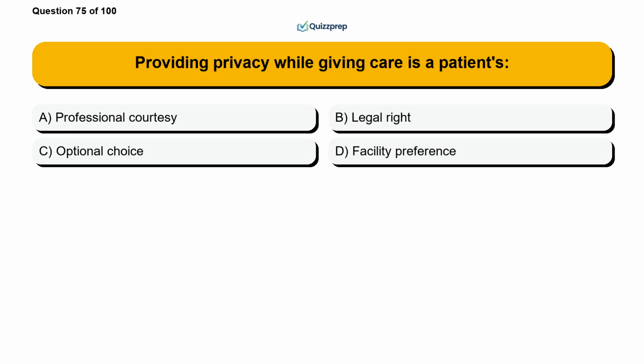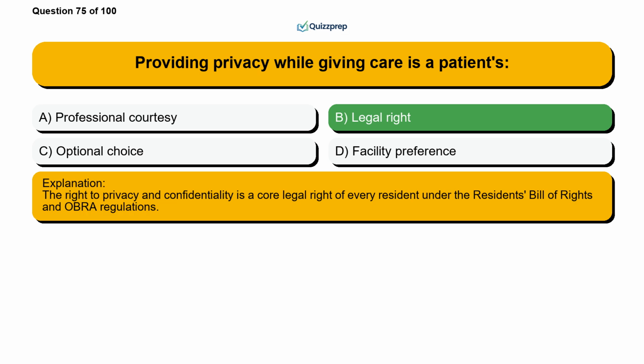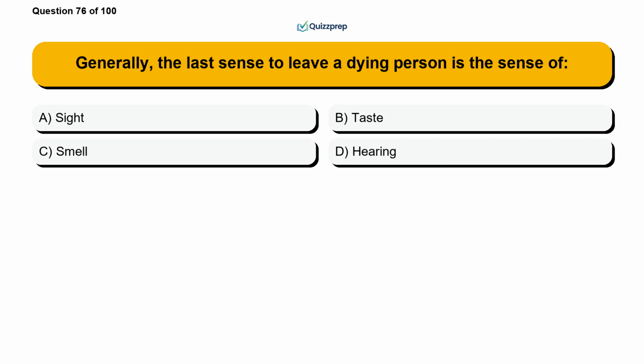Question 75. Providing privacy while giving care is a patient's: Option A, professional courtesy. Option B, legal right. Option C, optional choice. Option D, facility preference. The correct answer is option B, legal right. The right to privacy and confidentiality is a core legal right of every resident under the Residents' Bill of Rights and OBRA regulations.